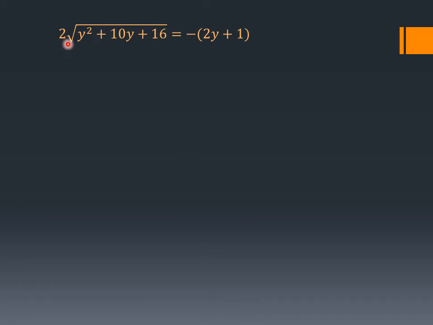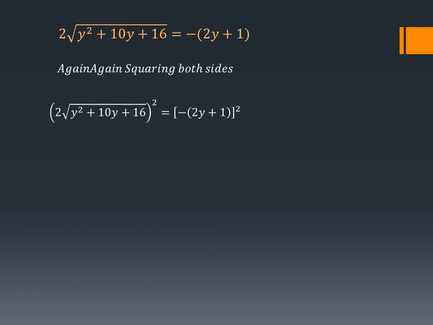The last step was 2 under root y square plus 10y plus 16 equals to minus bracket 2y plus 1, which means we again have a radical sign, so we have to take the square again. Taking square on both sides, we take the square of 2 separately and the square of under root y square plus 10y plus 16 separately. Same goes for the right side.